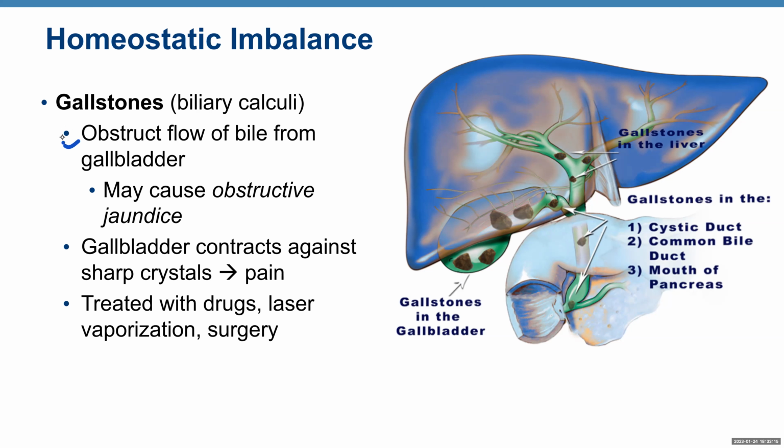So they obstruct flow of bile from a gallbladder, and may cause obstructive jaundice. Jaundice is when a patient has bile flowing in the bloodstream, then their skin and sclera of the eyes become yellow. That's what jaundice is. A gallbladder contracts against sharp crystals, and that causes pain, and it's treated with drugs, laser, vaporization, or surgery.